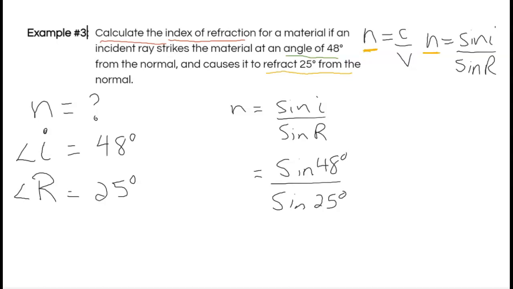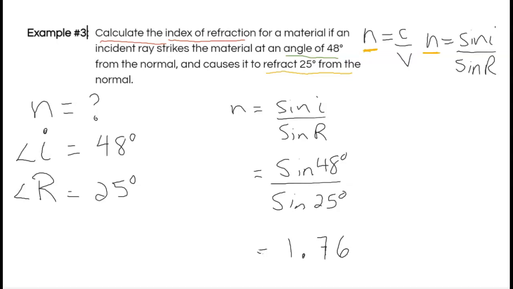So I'm just going to go ahead and input this into my calculator. Sine 48 divided by sine 25. The iPhones, by the way, are the backwards calculators. I'm getting 1.75. I'm just going to double check that. And I'm actually going to correct that because when I round, it should be 1.76. So hopefully you did okay with that. If you weren't able to get that answer, it could be because you are in the wrong mode.